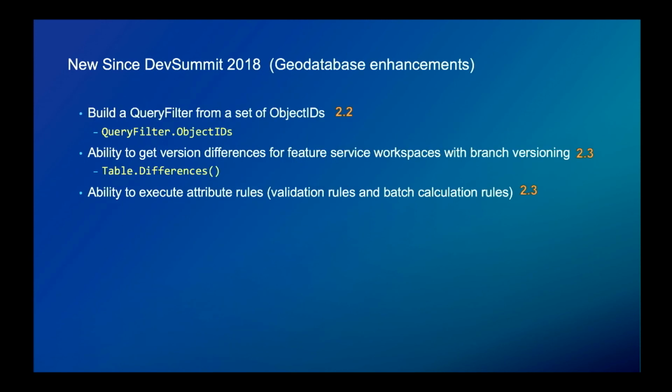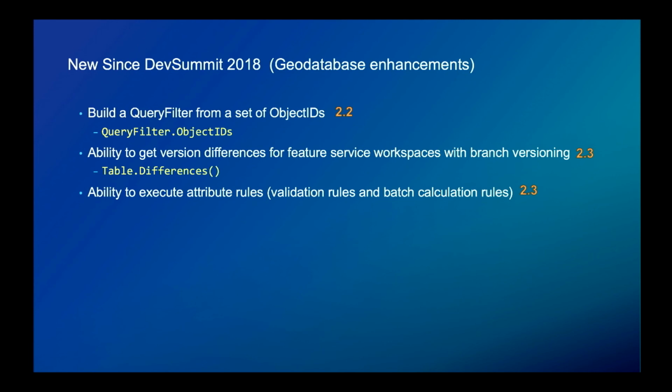So in other areas of the SDK, things that might be important, we added an object IDs property to query filter. So it just takes a set of object IDs. In the past, you had to create a where clause with an in clause, and some database types will choke if you have too many object IDs in that in clause. So you had to break it up into multiple queries. That's all taken care of for you now.